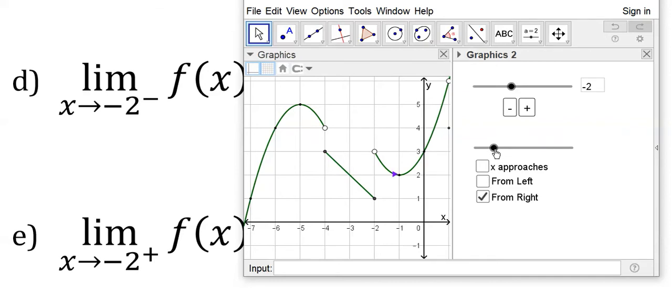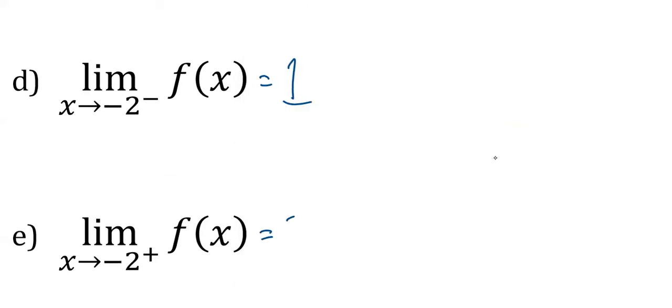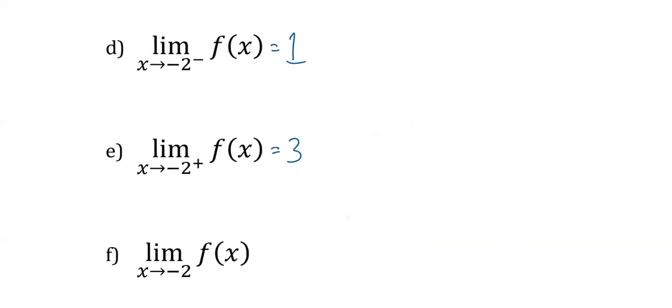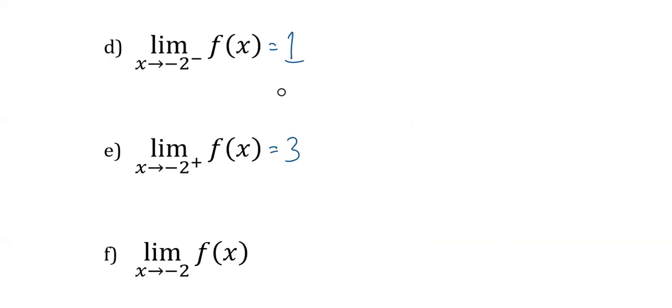Now we're going to approach from the right. Watch. Now what value is it approaching? Somebody else? Yeah, 3. So here's my question to you. What do you think the overall limit is? The limit as x approaches negative 2.